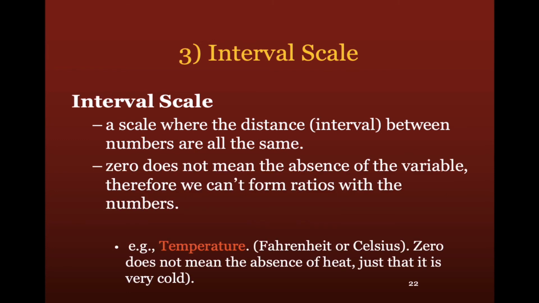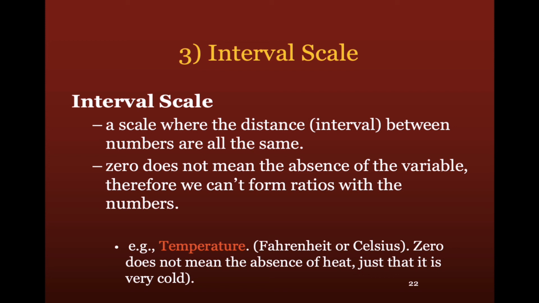Now, interval scales are similar to ordinal scales, except now the intervals between your possible values are constant, which is why it's called an interval scale. The distances between your values are now held constant. And importantly, for interval scales, a value of 0 does not mean the absence of whatever you're measuring. And as a result, you cannot form a ratio out of interval scales.